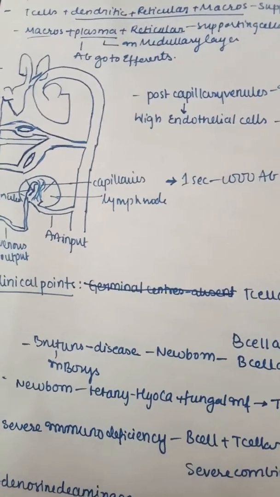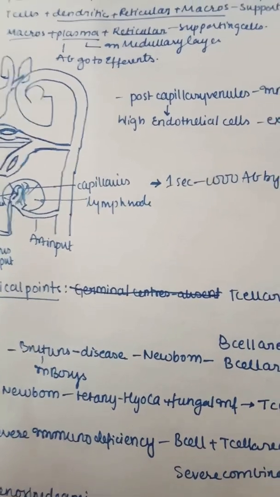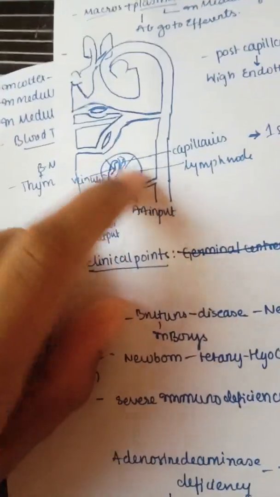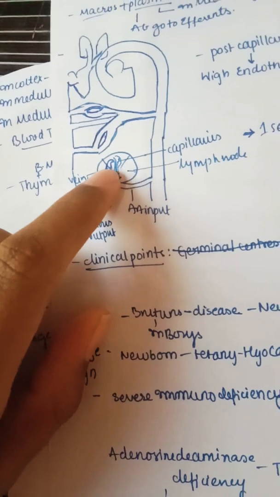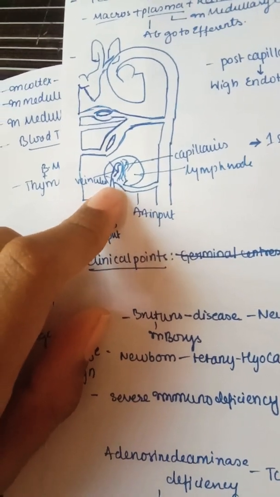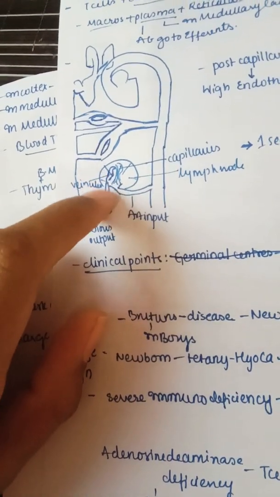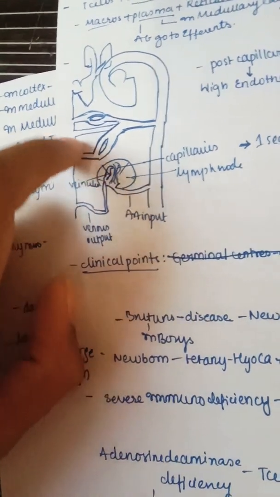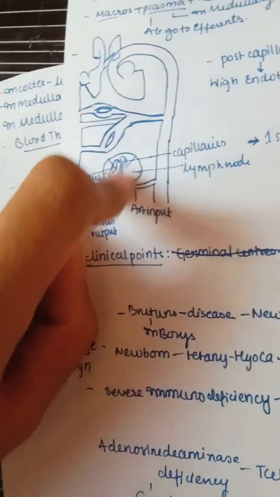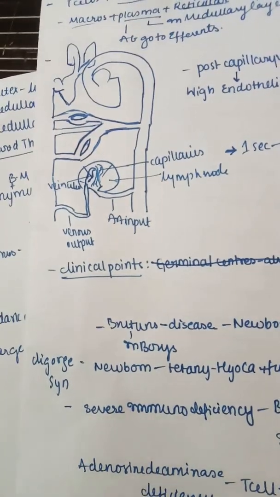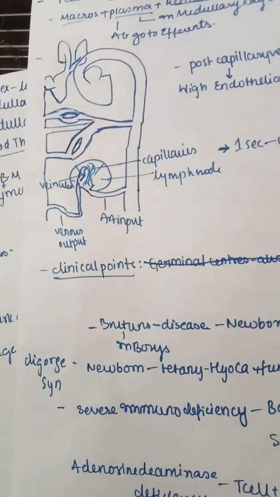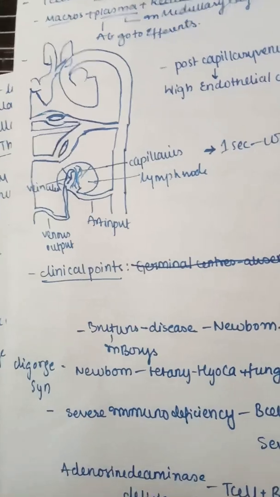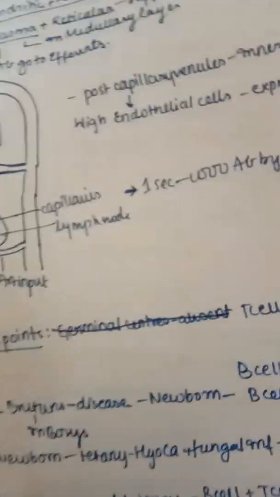And plasma cell antibodies go to the efferents. So for example, this is a lymph node. Plasma cells produce antibodies, and those antibodies go out by the efferents. From the efferent it reaches the vein and reaches the circulation. So thereby our whole body gets activated whenever an antigen is presented. So our whole body gets the antibody, so that we can fight a particular infection.